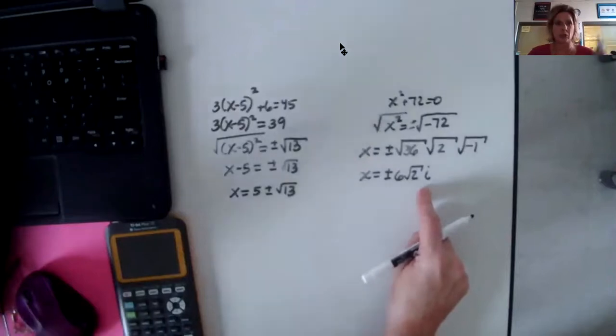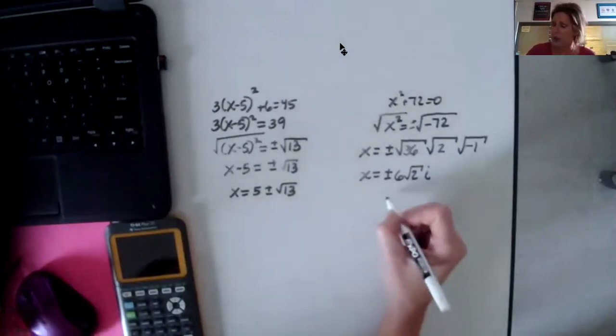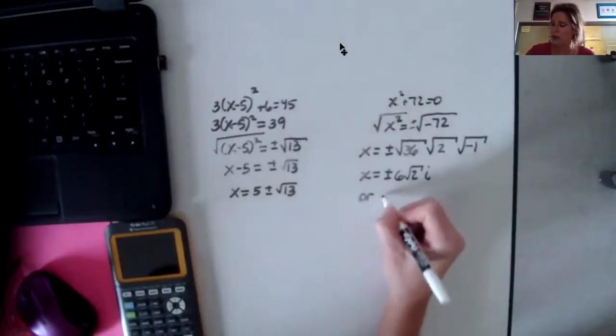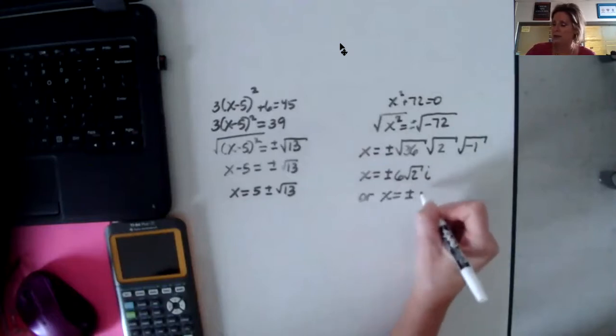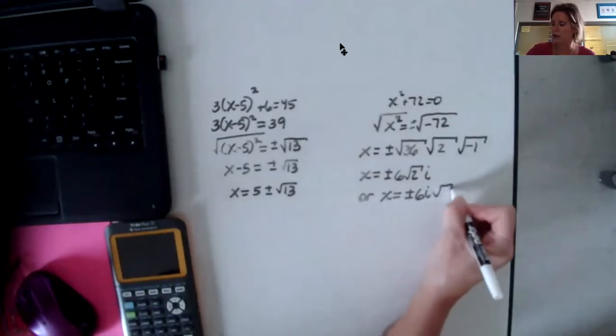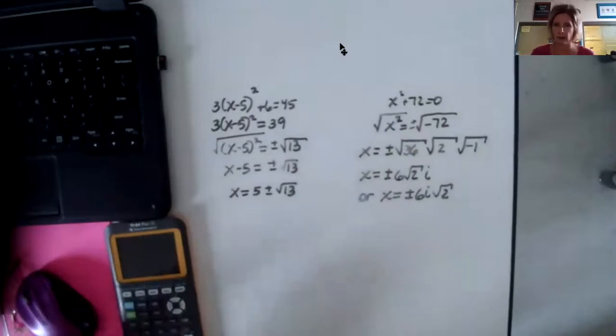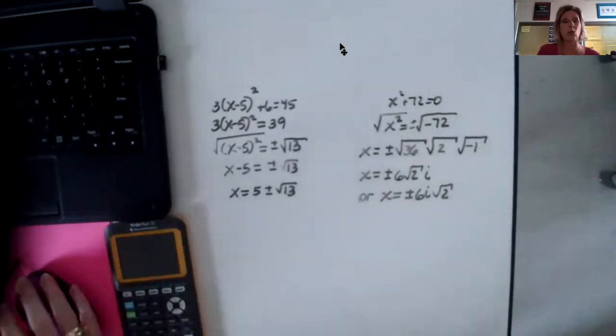My auto lights just came off on me. So I want to remind you, if you like writing it 6i square root 2, A-okay. Either way is fine.